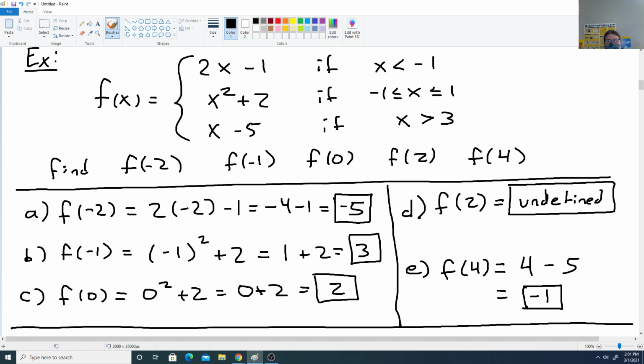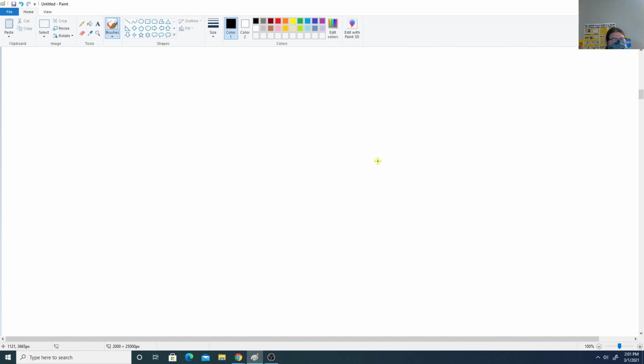On the tests and on the final, they do like to give these types where there's a skipped value where it's undefined. But otherwise, that's kind of how these work. They're pretty straightforward. You just have to go through and look at your input number and check which equation it makes true. So these aren't too bad. Where these things get tricky is if you want to sketch. So this will be our next examples, the last examples from this section: what happens if you want to sketch a piecewise defined function. So we'll sketch one with two parts here.